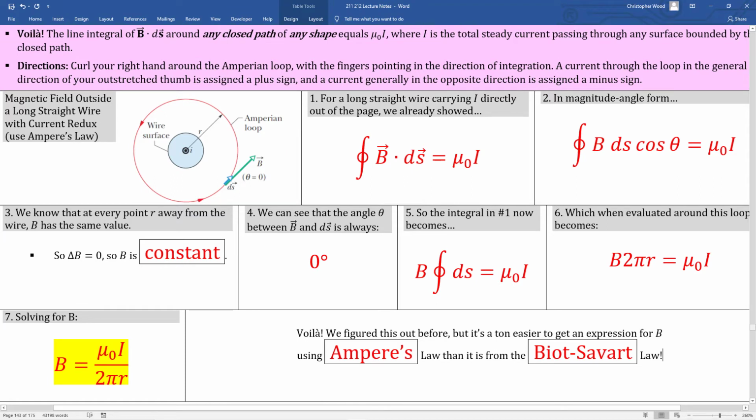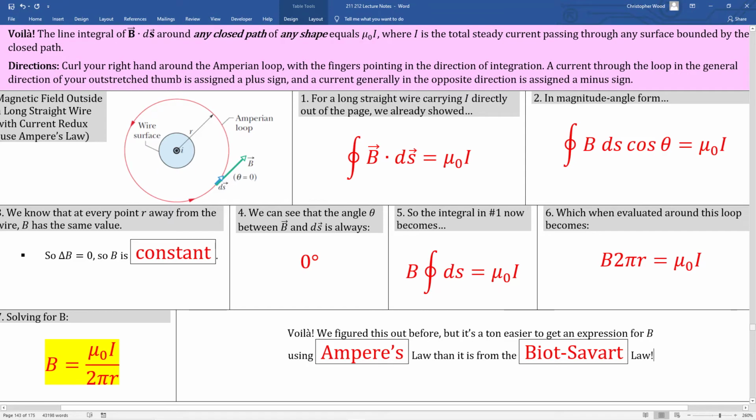Box 3, the magnetic field is constant because at every point surrounding this wire, the point remains on that Amperian loop, which has a radius of r. It is always a distance r away from the current, which means the magnetic field will remain constant all along that Amperian surface. Box 4, you can see the angle between the ds vector and the B vector is 0. Box 5, let's update the integral in box 2.